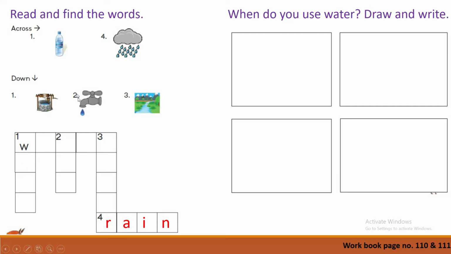Number two, down. Yes. Tap. Very good. T A P. Tap. Number three. Yes. What is the source? River. R I V E R. It is very easy to complete this puzzle.